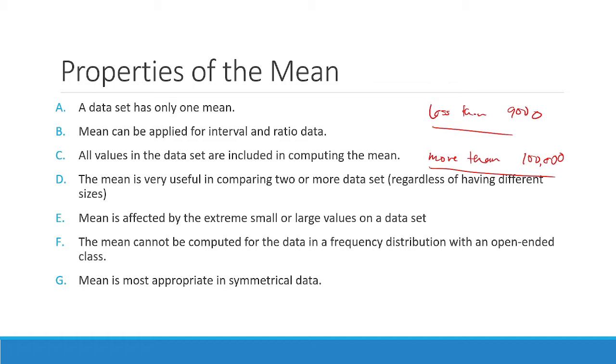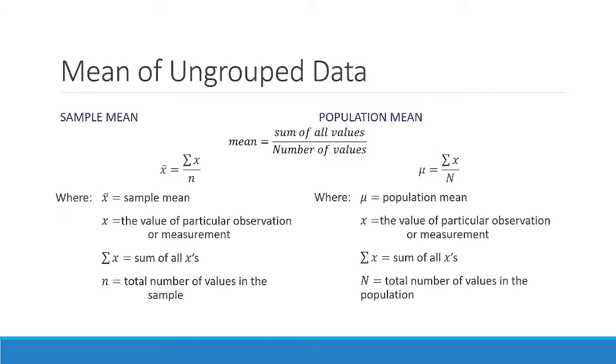Okay, so in that, let's move on to the mean of ungrouped data. So, pakitingnan muna yung ating formula. So for the left side here, we have the sample mean, and also in our right side, we have the population mean. All right. So in here, as you can see here, mean is just the quotient of the sum of all values over the number of values.